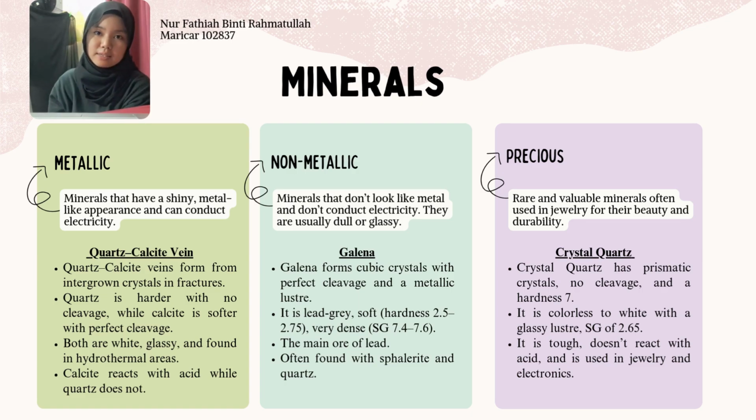One example is galena, which actually has a metallic luster and forms cubic crystals. It is lead gray, soft, very dense, and is the main source of lead. It is commonly found with sulfurite and quartz.